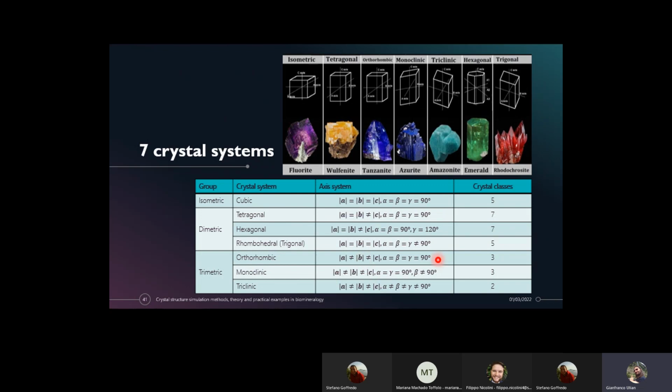An orthorhombic system has all the angles of 90 degrees. In a monoclinic system, two angles are equal to 90 degrees, whereas the other one is different from 90 degrees. And a triclinic system is the least symmetric one, where we have all the vectors with different lengths and the angles all different from 90 degrees. Okay?